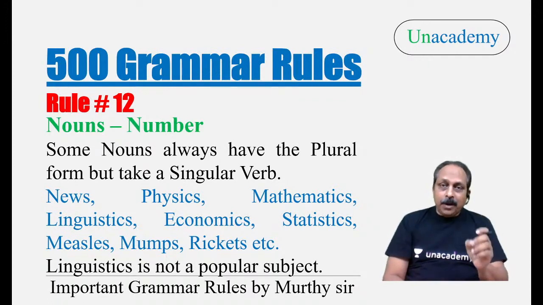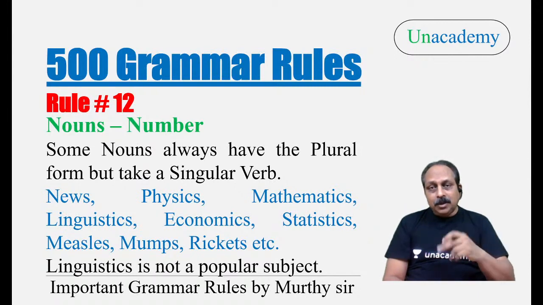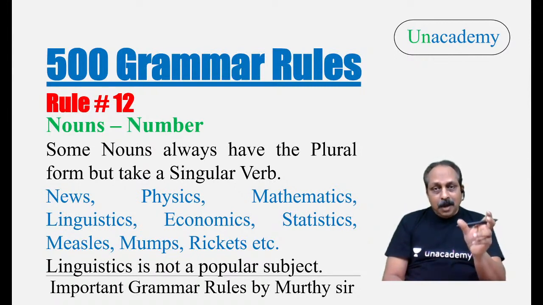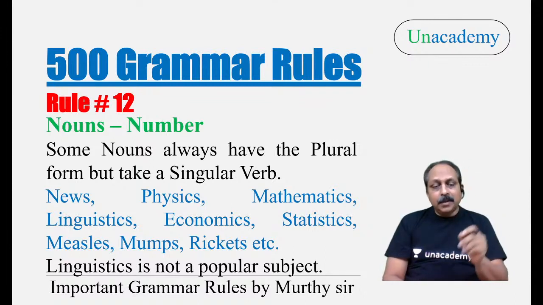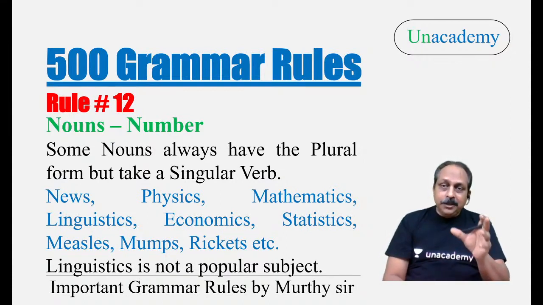Economics means the financial aspects. When you use the word economics to convey the idea of financial aspects, then you can use a plural verb. For example, the economics of this project are not commercially viable. The economics of this project are not viable. Here, economics means the financial aspects. Aspects, plural. Then we have to use a plural verb.